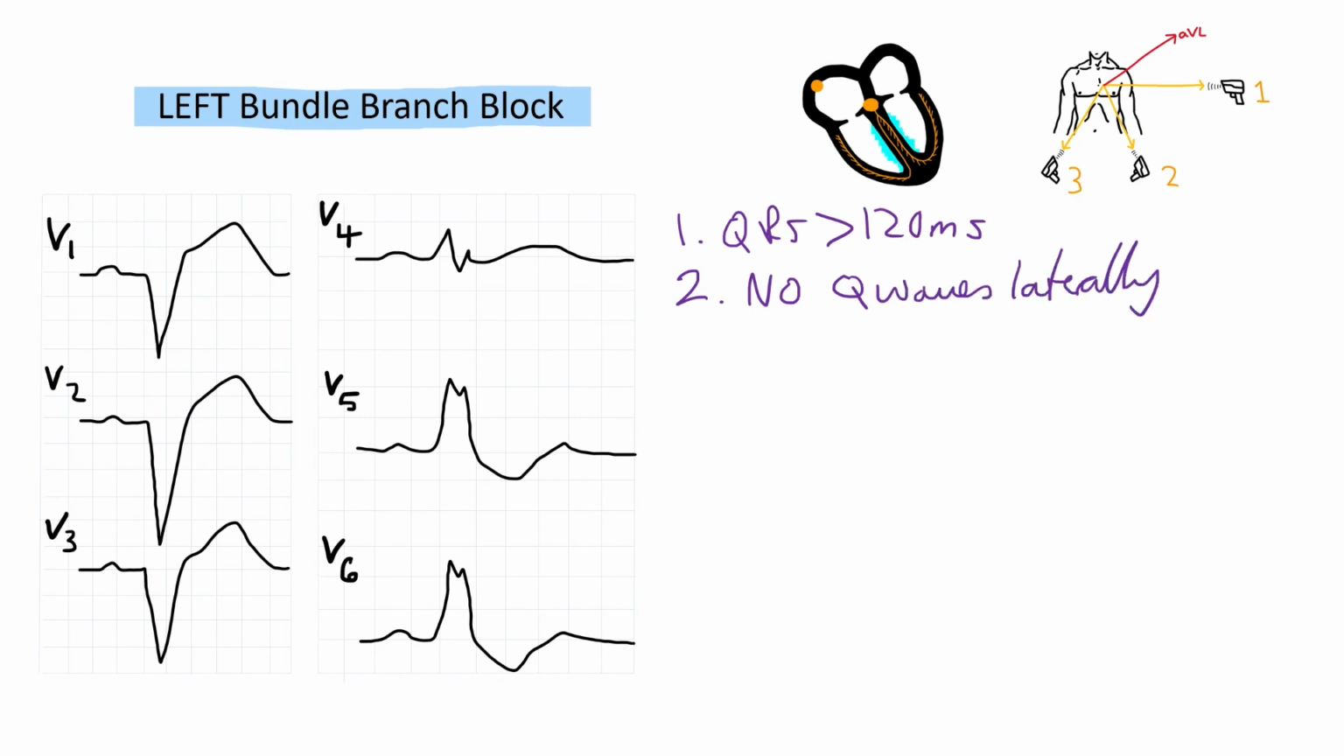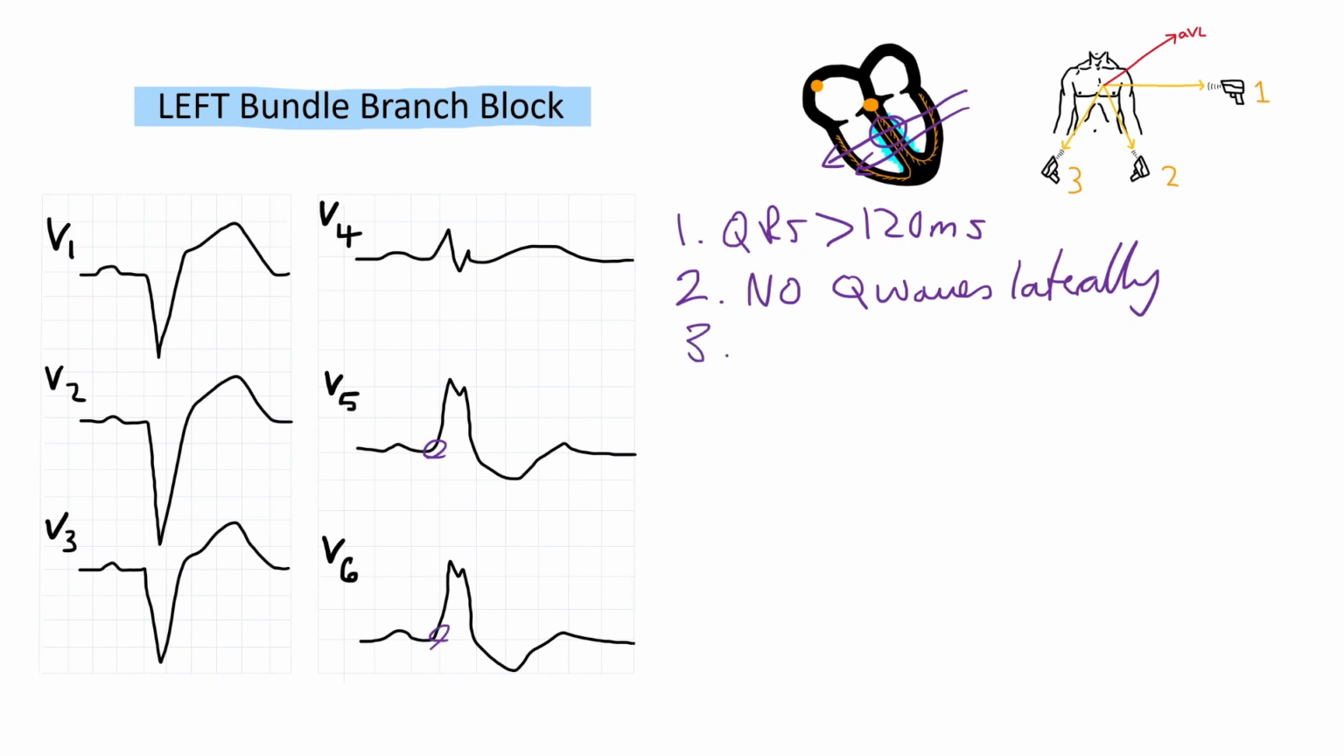And this makes perfect sense. If you think in the septum, the left bundle gives off terminal fibers, as you can see here. So therefore the normal septal depolarization of going from left to right doesn't happen, so you don't get these Q waves. So if you look here, V5 and V6 don't have any Q waves.